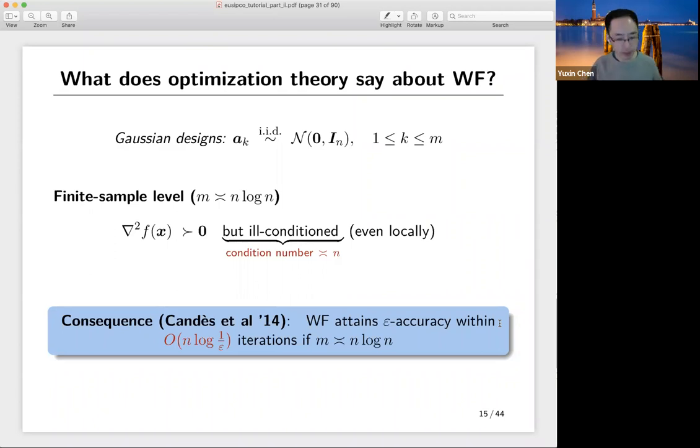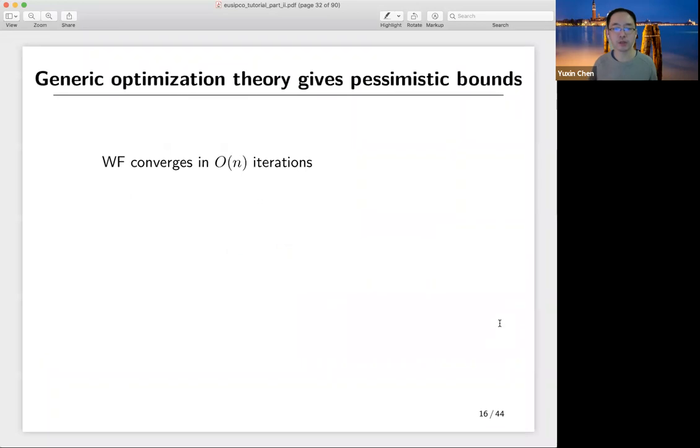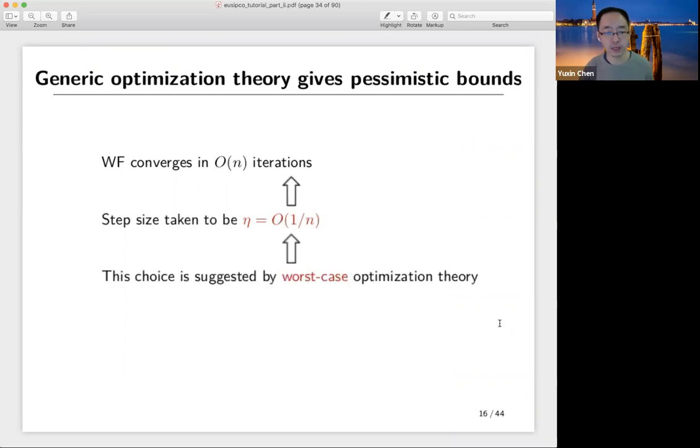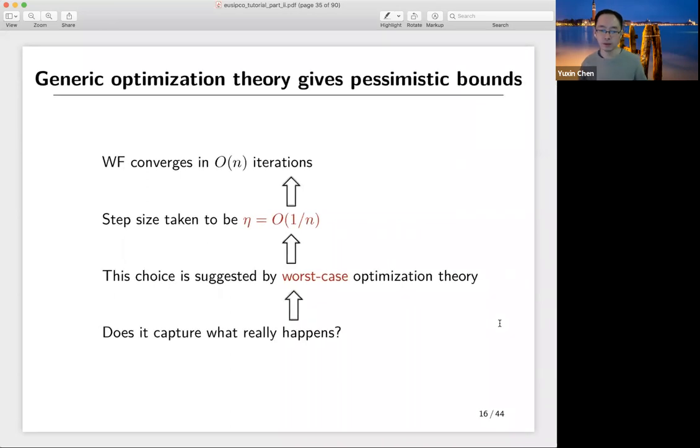Now, what's wrong with this? And what is the place where we can improve it? Let's take a closer look at this problem. First of all, the conclusion that the algorithm converges in n iterations is based on the following crucial assumption: the step size is taken to be 1/n or something smaller than that. And why do we have this choice? This particular choice is precisely suggested by the so-called generic optimization theory, because it's chosen based on the condition number, or more precisely, the smoothness parameter of this problem. The question, however, is that since this is based on worst-case optimization theory, does it really capture what happens in practice?